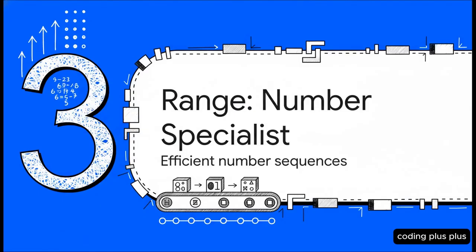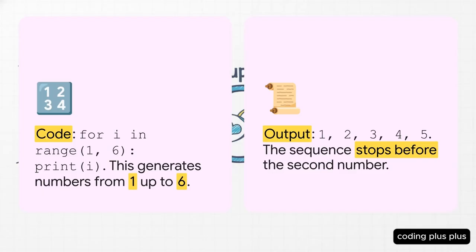All right, let's move on to our third and final type, the range. This one's a total specialist. Its one and only job is to create a simple, unchangeable sequence of numbers as efficiently as possible. So let's see how it works. When we say range(1, 6), we're telling Python, start counting at 1 and go up to, but do not include 6. That stop-before part is the one little catch you always have to remember. So the result is a sequence of numbers 1, 2, 3, 4, and 5.